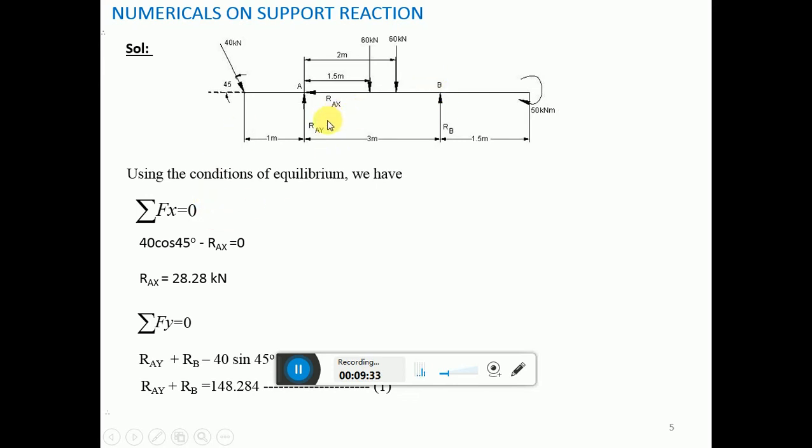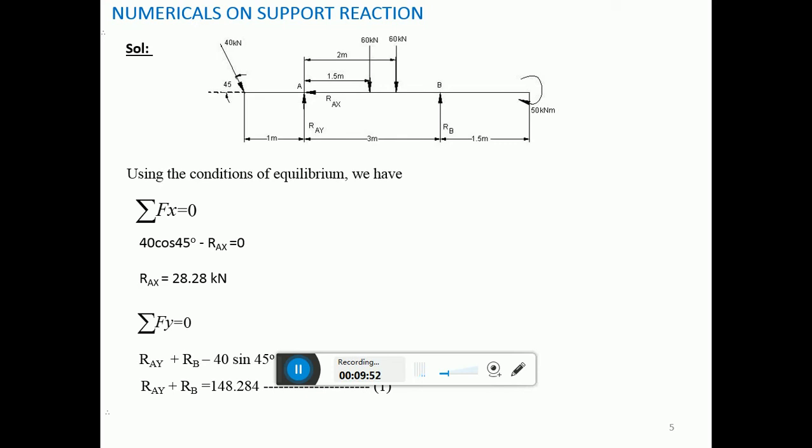Therefore RAY plus RB is equal to 148.284. This is covered over here. Under this there is minus 60, minus 60. Okay. So you will get 148.284.